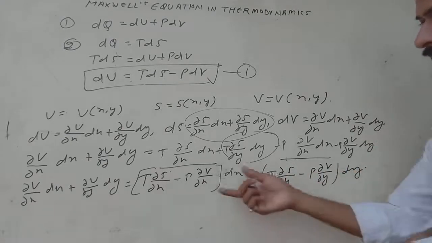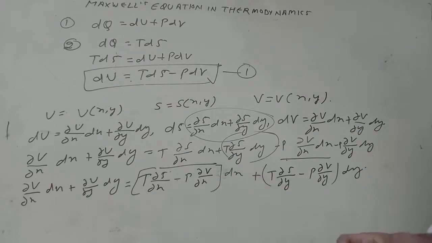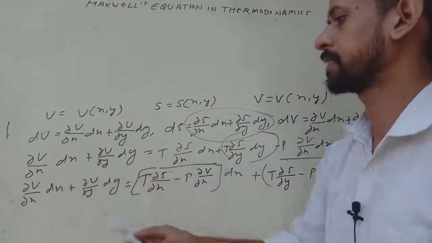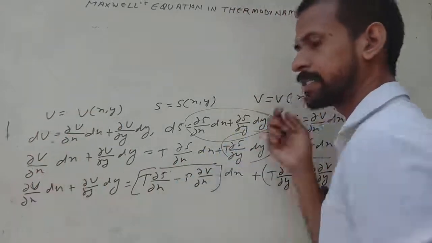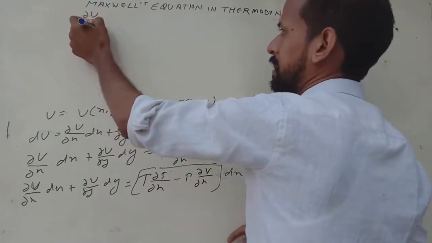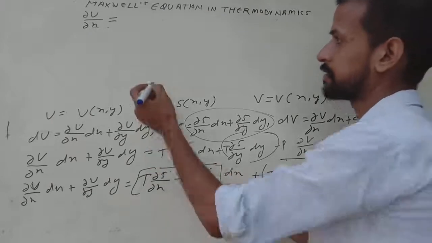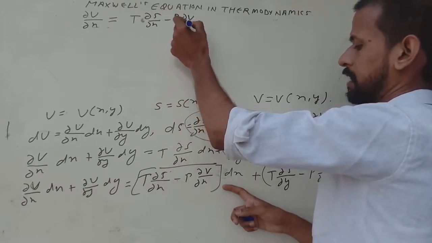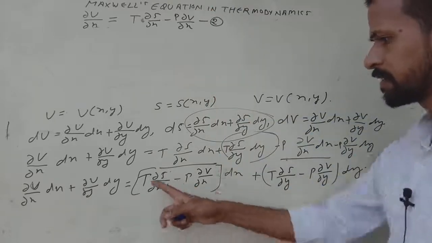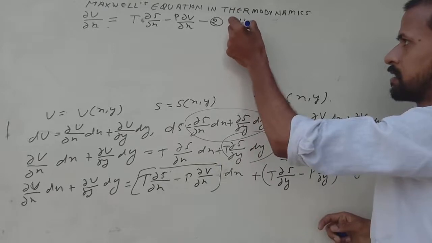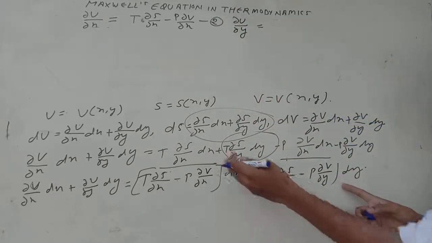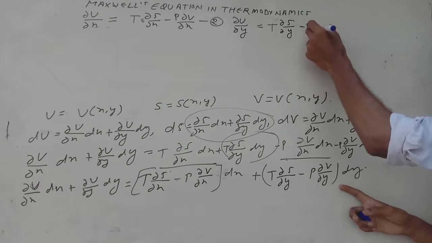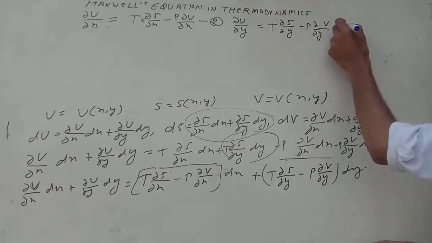Dy is common. In this equation, if we compare the coefficient of dx and dy, here the coefficient of dx is ∂u/∂x. Sorry, not v, this is u, it's basically the internal energy. So ∂u/∂x is equal to T ∂s/∂x − P ∂v/∂x. This is equation number 2. Similarly, the coefficient of dy on the left hand side is ∂u/∂y, and on the right hand side it is T ∂s/∂y − P ∂v/∂y. Clear? This is equation number 3.